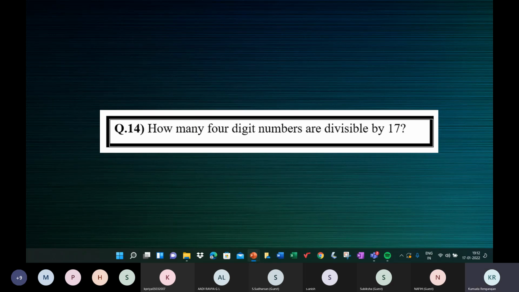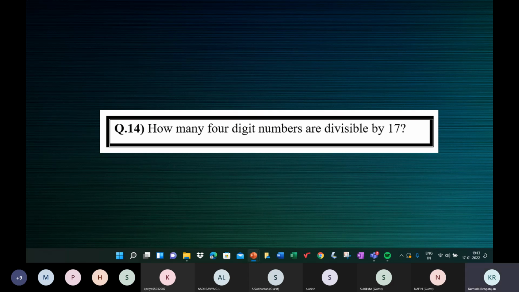All right, let's get started. We're continuing with the arithmetic progressions. The question is, how many 4-digit numbers are divisible by 17?